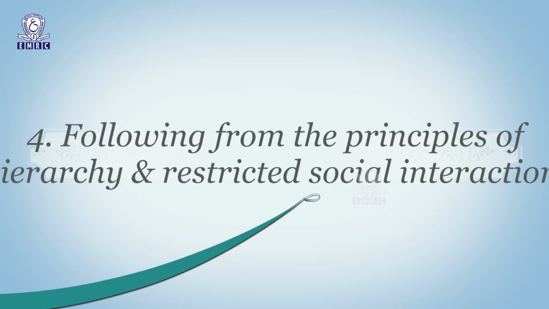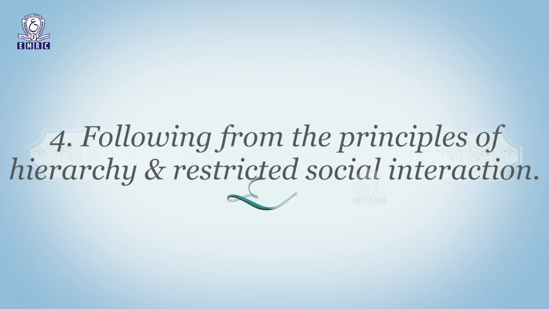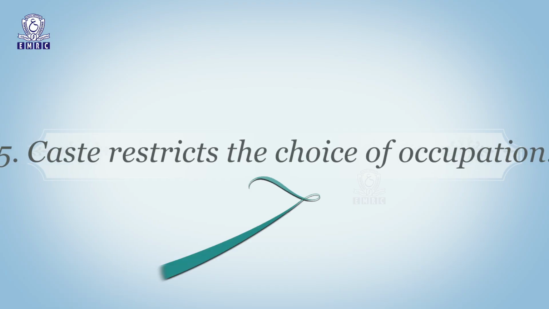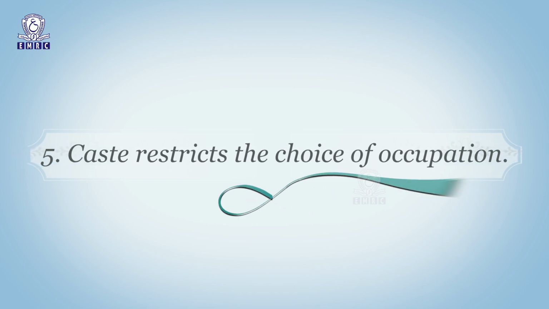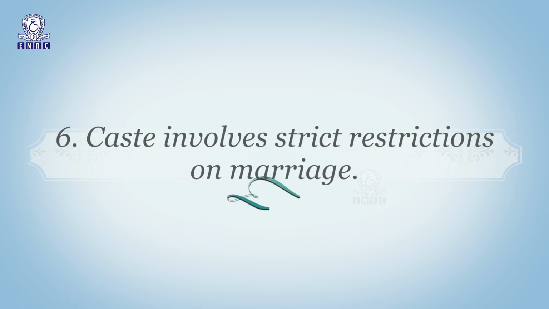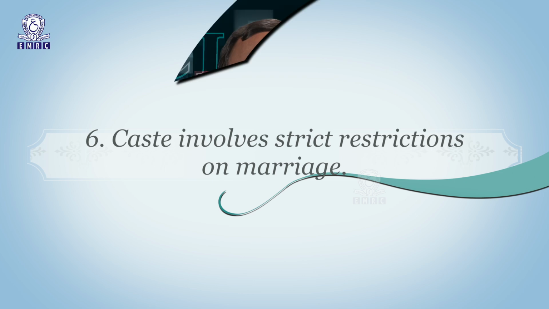Number 4, following from the principles of hierarchy and restricted social interaction, caste also involves differential rights and duties for different castes and civil and religious disabilities and privileges. Number 5, caste restricts the choice of occupation, which, like caste itself, is decided by birth and is hereditary. 6th point, caste involves strict restrictions on marriage.